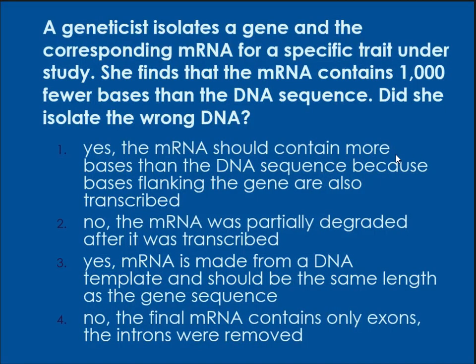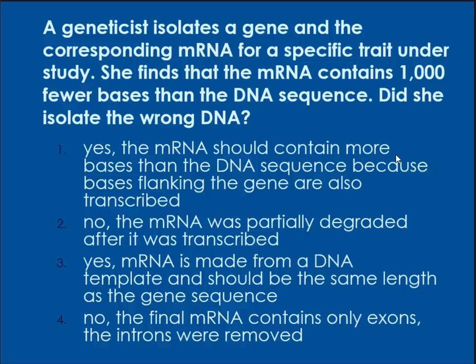Okay, so a geneticist isolates a gene and the corresponding mRNA for a specific trait under study. She finds that the mRNA contains 1,000 fewer bases than the DNA sequence. Did she isolate the wrong DNA? Because that's weird. I mean, if you're transcribing, you should have a match, right?